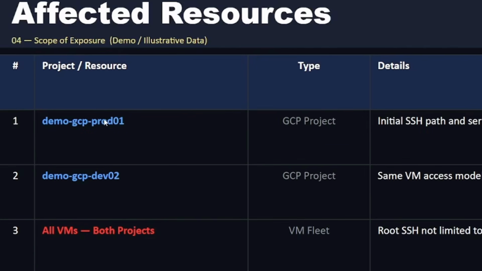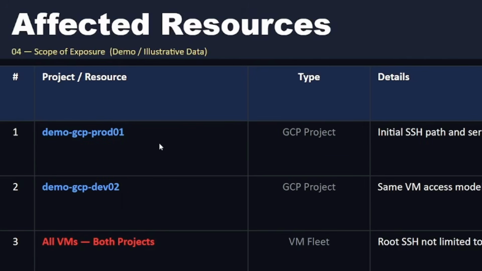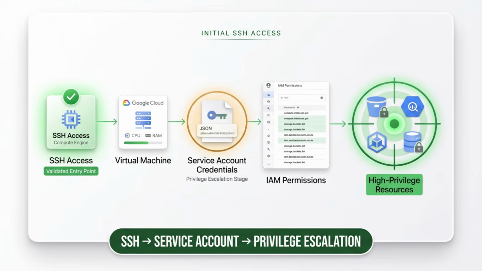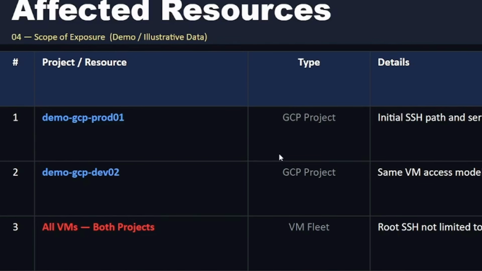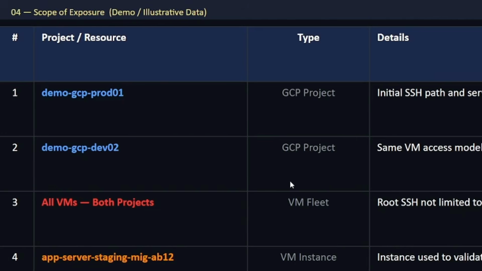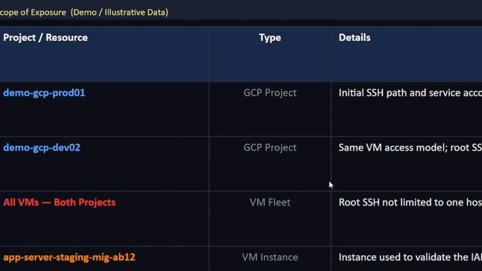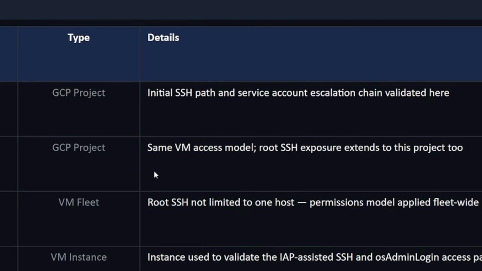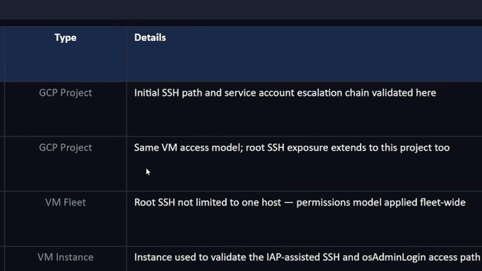So, demo GCP product 1 and dev 02. This is the primary GCP project. This is where the initial SSH path was validated and where the full service account escalation chain runs. Second project, the same osAdminLogin permission model applies here too. This is the point where a single misconfiguration becomes a cross-project exposure. You are not dealing with one blast radius, you are dealing with 2.